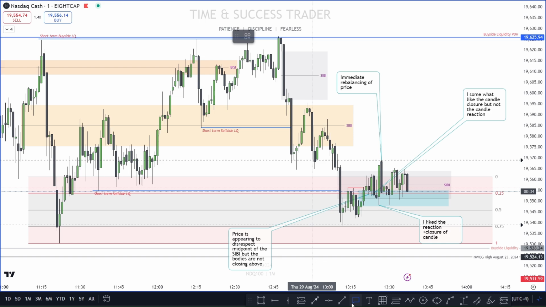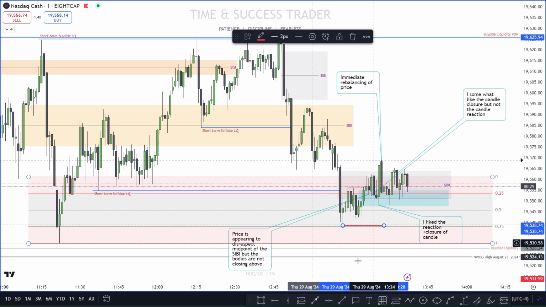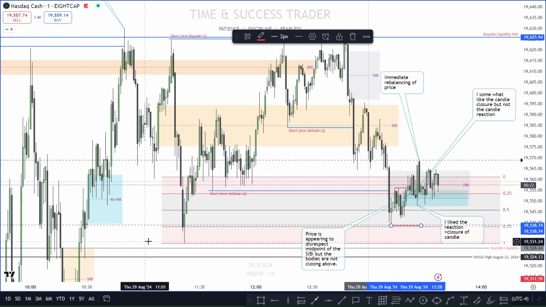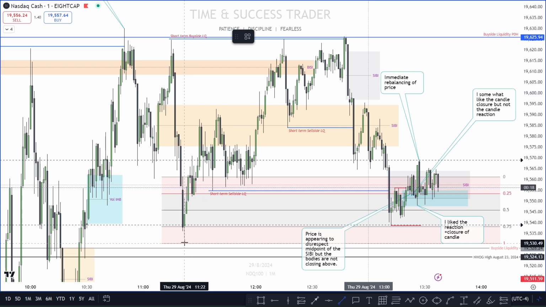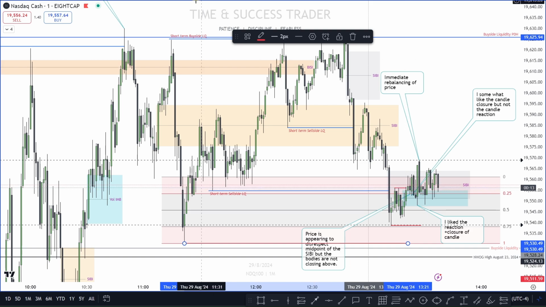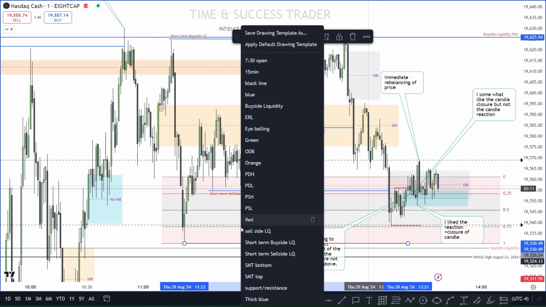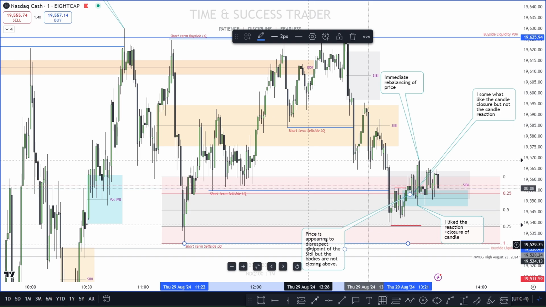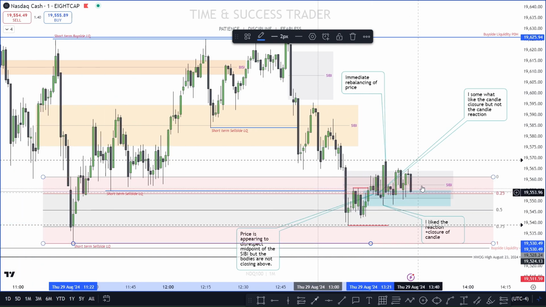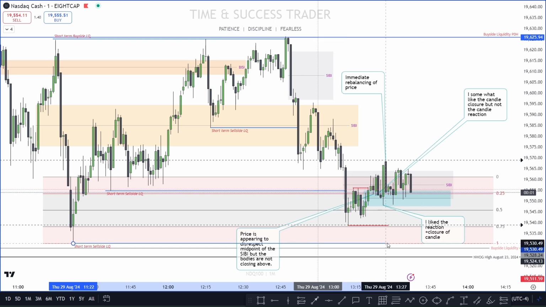These are the lows that I'm anticipating taking, and if we take this low, might as well we take this one also. So we're waiting.